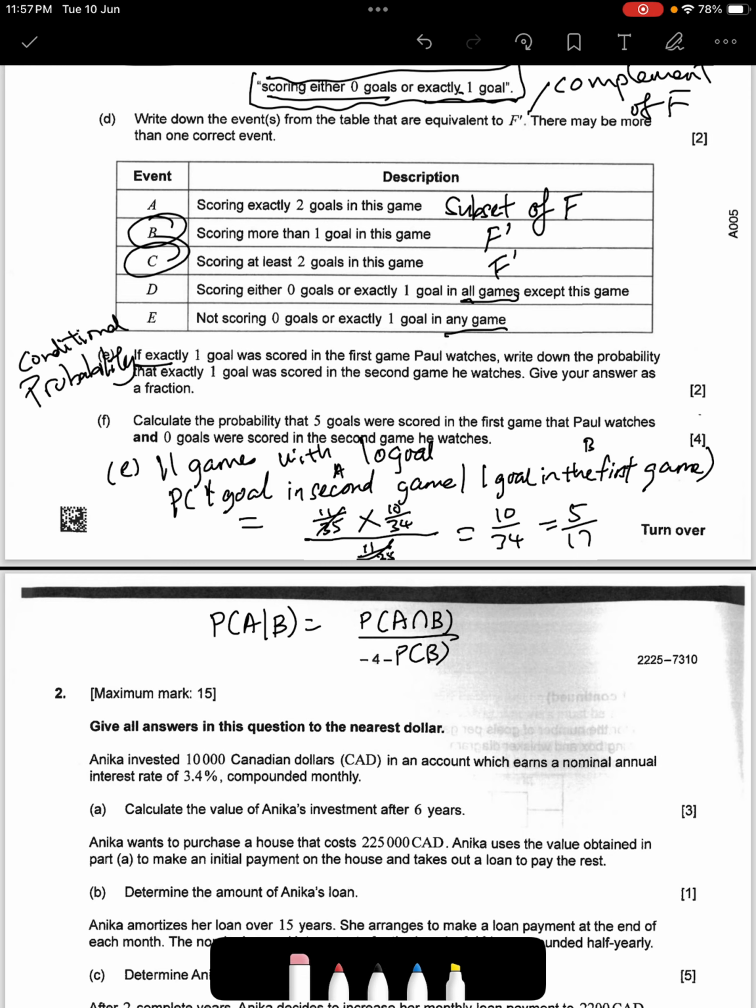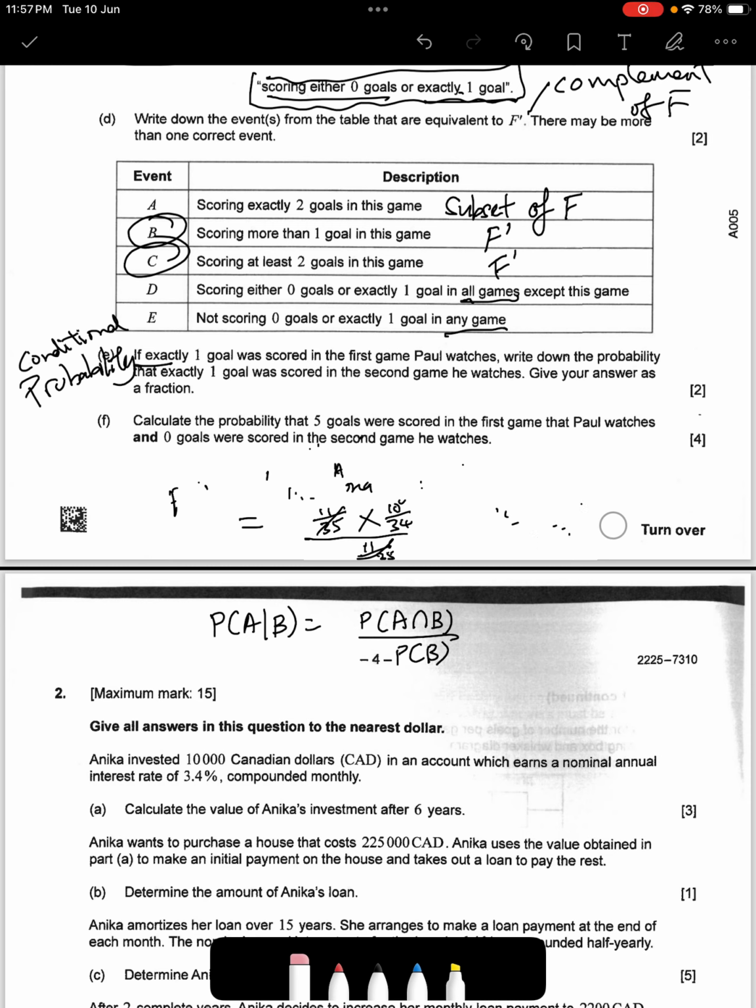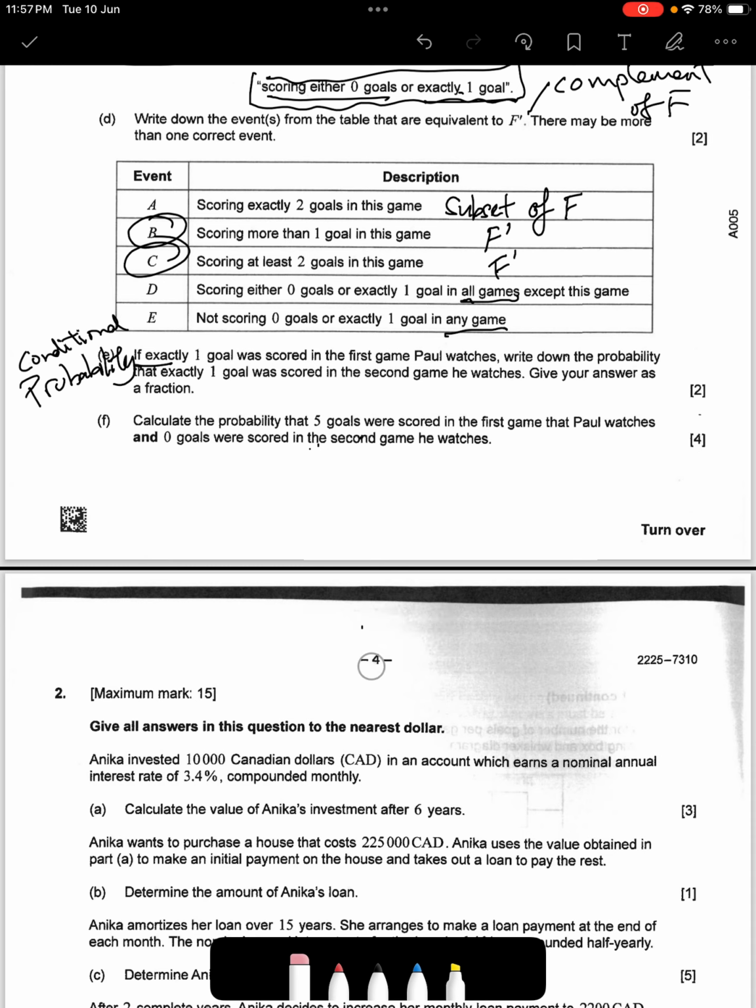Okay, now we're going to look at part F. So part E was 5/17. Let me just write down the answer here. So it's 5/17. Now it says calculate the probability that 5 goals were scored in the first game that Paul watches and 0 goals were scored in the second game he watches.